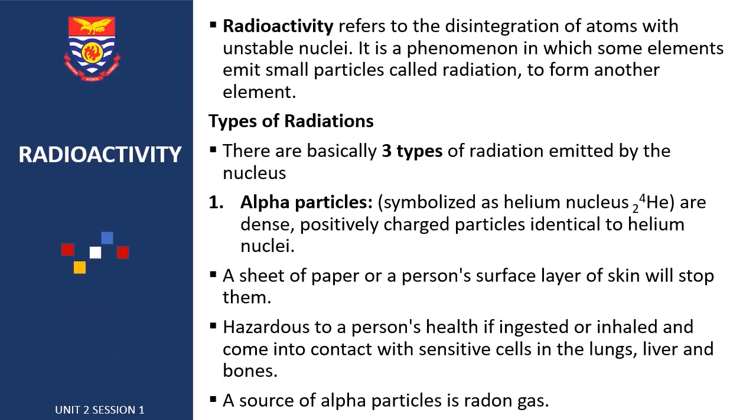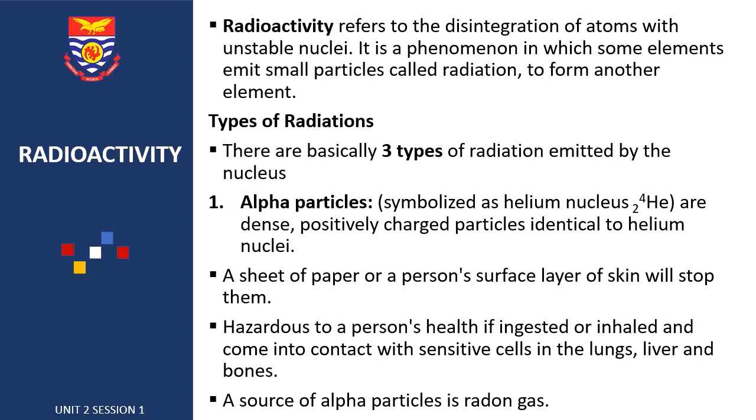Let us begin by looking at radioactivity. Radioactivity is said to occur when an element or an atom with an unstable nucleus disintegrates into another element. In this, what we are simply doing is converting one element to another element by the emission of certain radiations. We shall be looking at these radiations shortly.